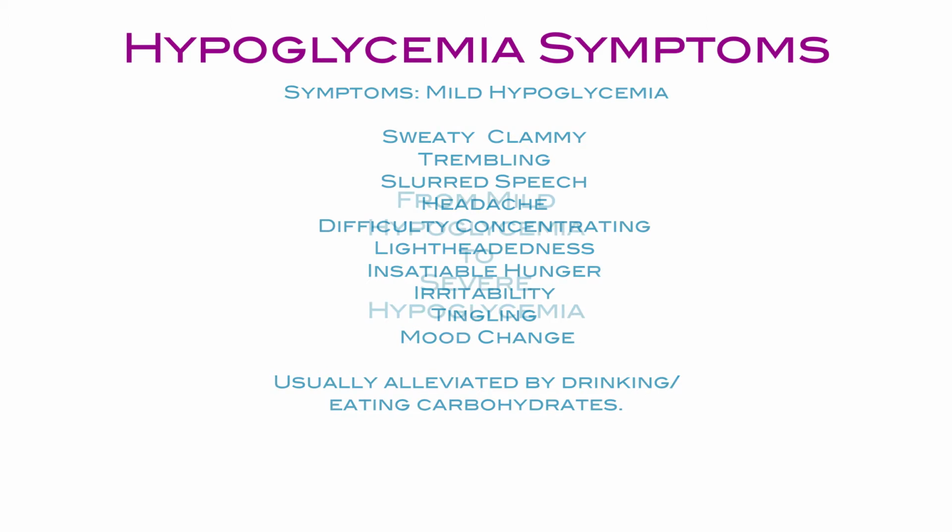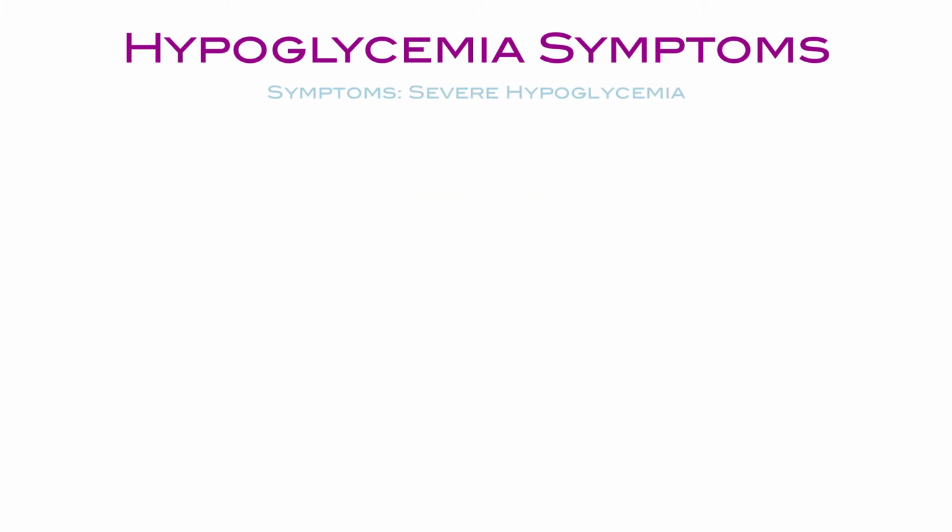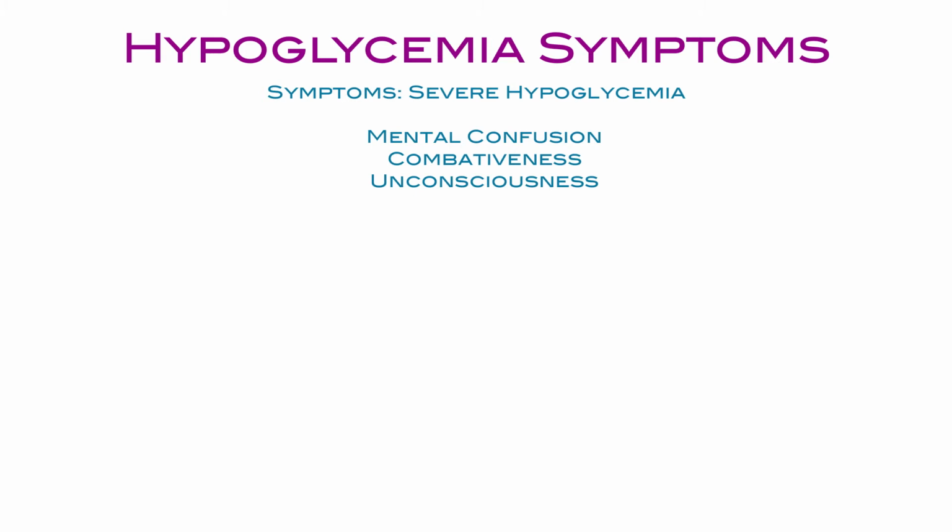If it becomes severe because someone has either ignored the early symptoms of a low, did not know that they were low, or has become so accustomed to low glucose that it begins to feel normal, severe hypoglycemia can occur. Severe hypoglycemic symptoms are mental confusion, combativeness, and/or unconsciousness.